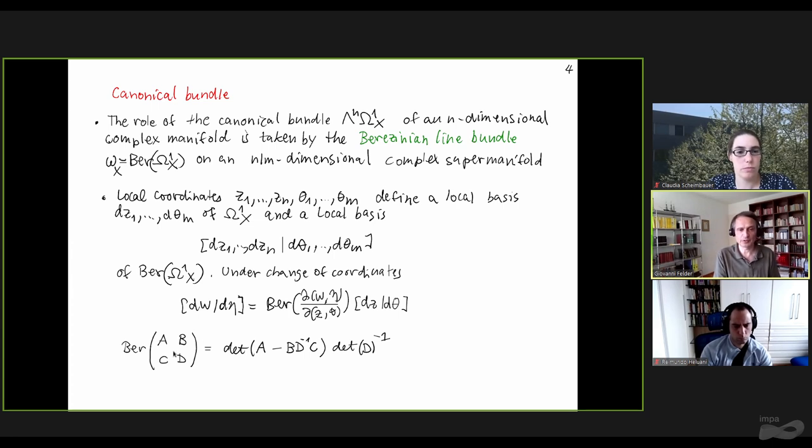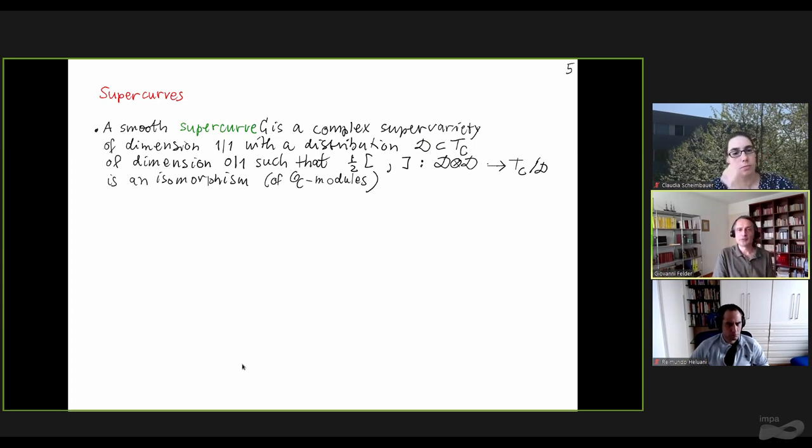So if you have an endomorphism of an n|m dimensional super vector space with block form ABCD, then this is a formula for the determinant. And it has good properties, it is multiplicative if you take the product of two matrices. A and D are even, and B and C are odd. Then this will be the product of the Berezinians. And so it has most properties you expect from the determinant. Okay. Now we can say what is a super curve or super Riemann surface.